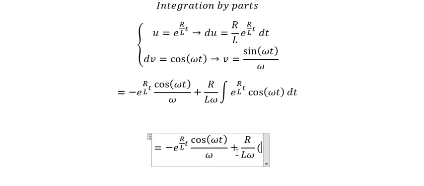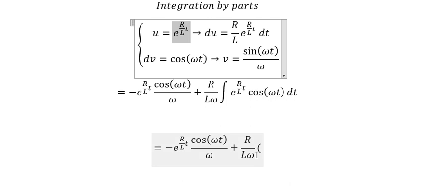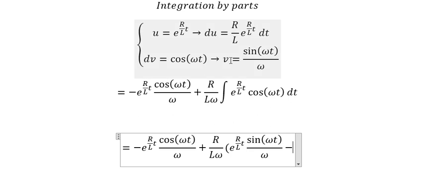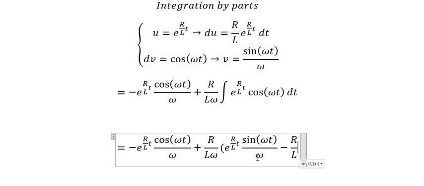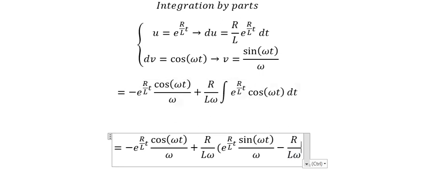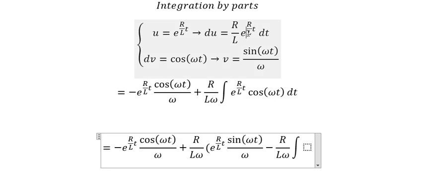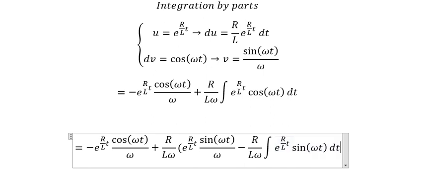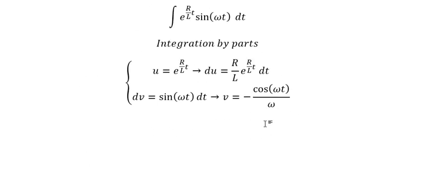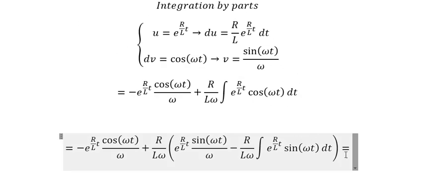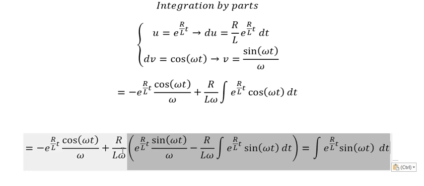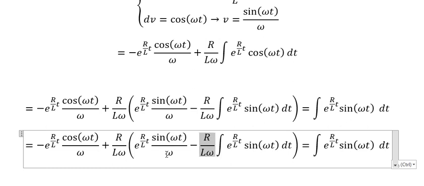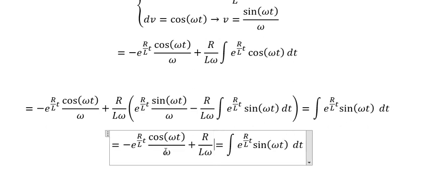So this one is u multiplied by v. Minus, we have u multiplied by v. So this one with this one. And we know that this one equals this one. Now, we need to expand. So this one multiplied by this one and this one. So we have like this.